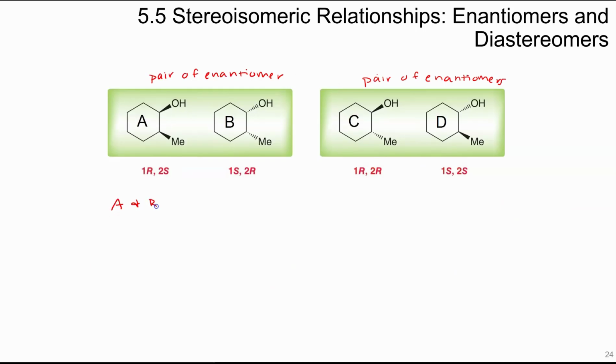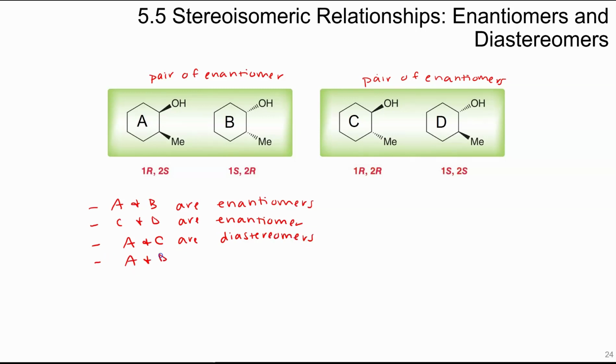A and B are enantiomers. C and D are enantiomers. A and C, these are not enantiomers of each other. This OH is wedged on both of these, but it's not the same on here or the mirror image, so these are diastereomers. A and D are also diastereomers. B and C are diastereomers.